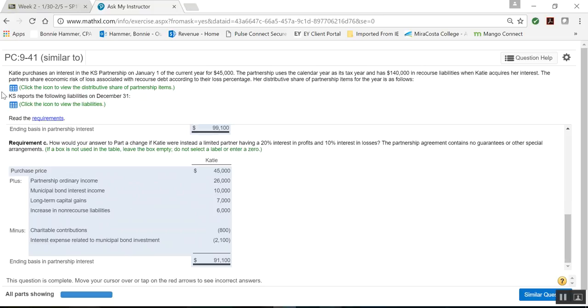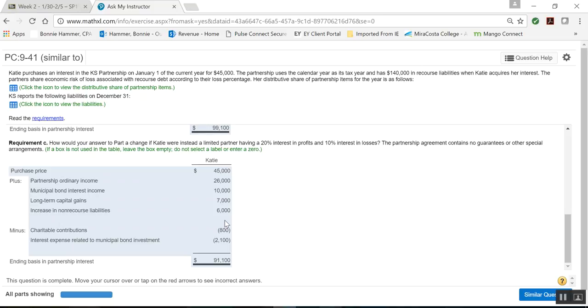We move right on to her distributive share of the partnership items. So the $26,000 of ordinary income doesn't change. Interest income doesn't change. Capital gains doesn't change. Charitable contributions doesn't change. That's a negative. Interest expense, that doesn't change. Those will all be showing on her K-1. Those are her distributive share of the partnership items.